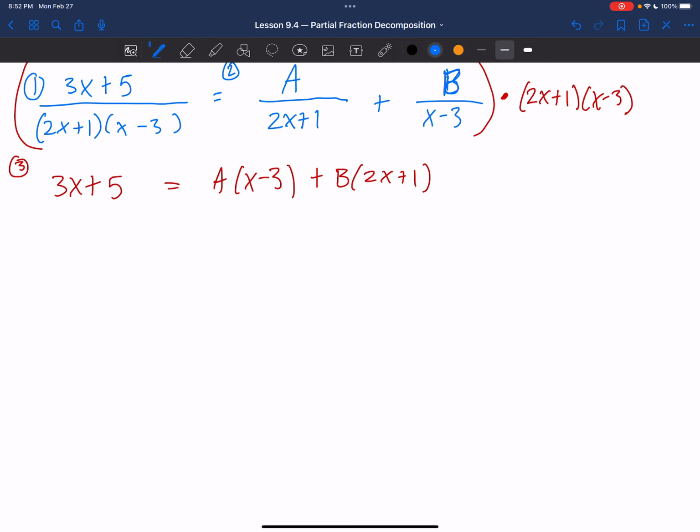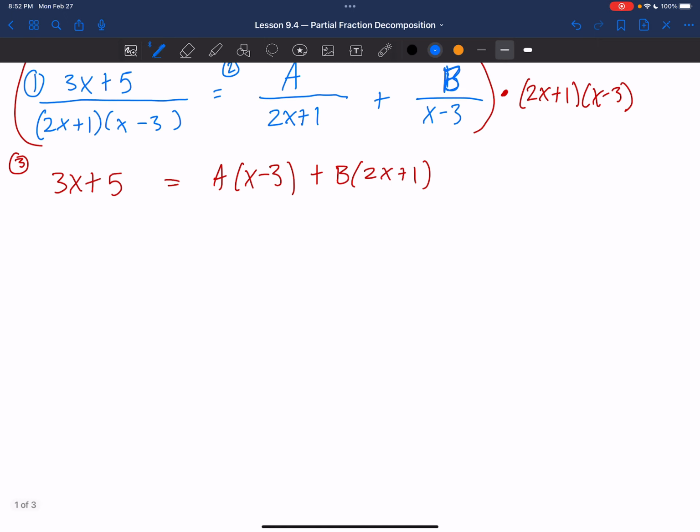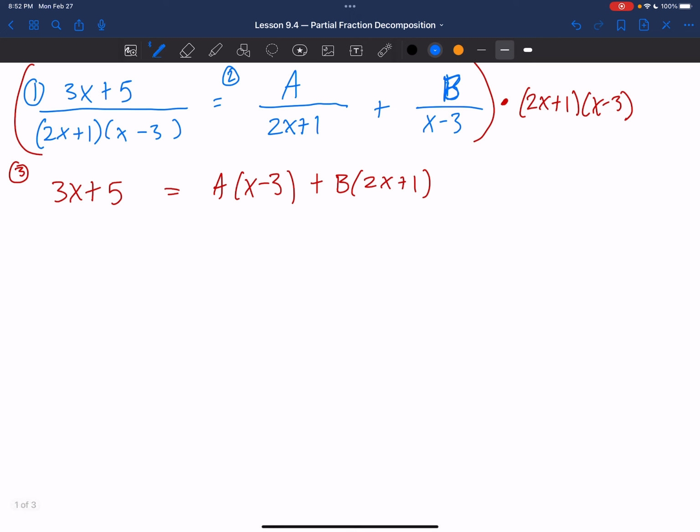So what do I mean by zeroing out each factor, right? Well, take a look at this term right here, a times x minus 3. If x is 3, then I get a times 3 minus 3, and that makes this factor equal to 0. And then this would be a times 0, so it would be gone. So the 0 of that factor is 3.